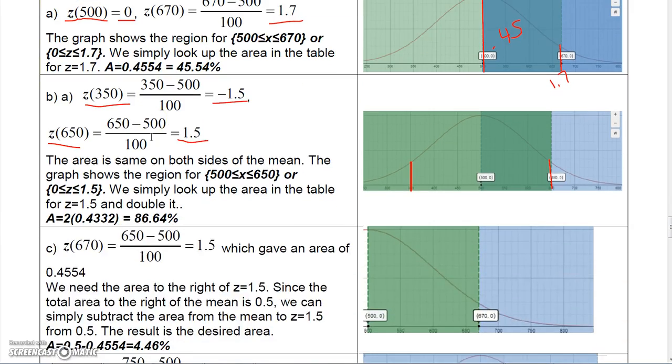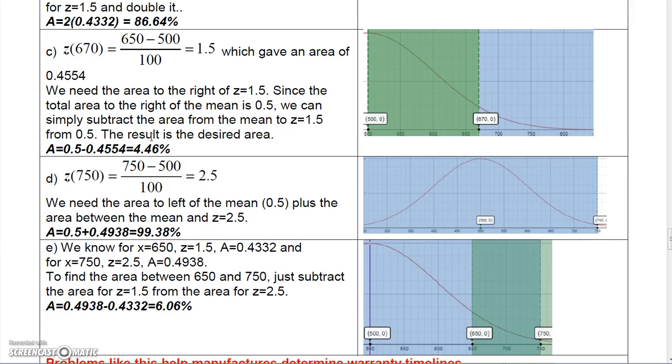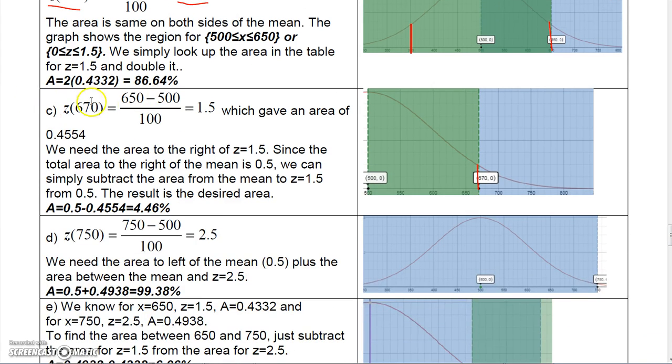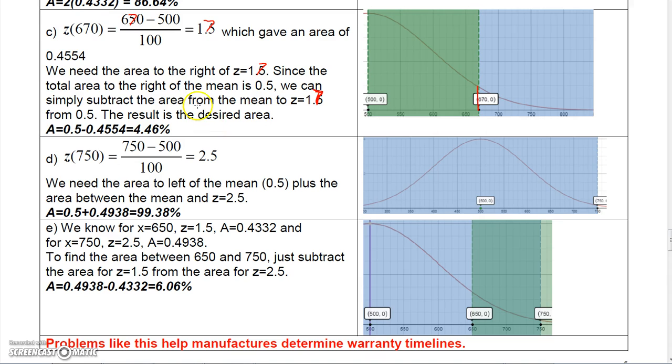Now the next one says greater than 670 hours. We already know 670 is right here, and it corresponds to a Z-score of 1.7. I've got this wrong on the slide. I've got the answer right, I've just got some copy and paste that's gone haywire here. That should be 670 minus 500 over 100, which is 1.7. So we need the area to the right of 1.7, because we want the area greater than 670. So what we want is this little blue area.